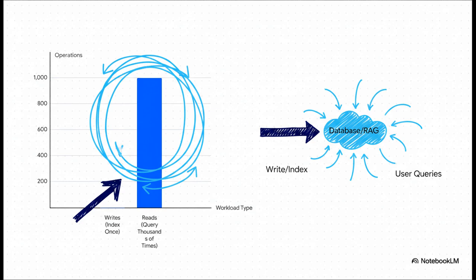And this chart just illustrates so perfectly why performance is king. Most of the time, you're using these vectors for something called retrieval augmented generation, or RAG for short. And RAG systems are a classic read-heavy workload. I mean, look at that. You might write or index a document one time, but your users are going to be hammering it with thousands of questions. Your database has got to be an absolute workhorse for reads.